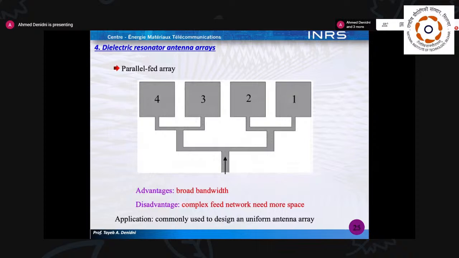Another technique that we can use for arrays is parallel feeding. The advantage is that we have broadband operation. The feeding is a little bit complex and needs more space compared to the serial one. It means we need to design the feeding, and we need some power dividers, and we also have to think about impedance matching of this transmission line, and when it is connected to the array it should be matched to the radiating element. This design is commonly used for uniform arrays. This means all elements receive the same amplitude of excitation, and also the same phase. This way we have a uniform dielectric resonator antenna array, but the design is a little bit complicated and needs more space.